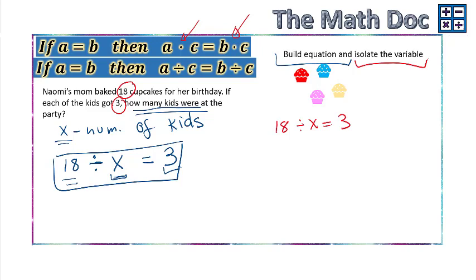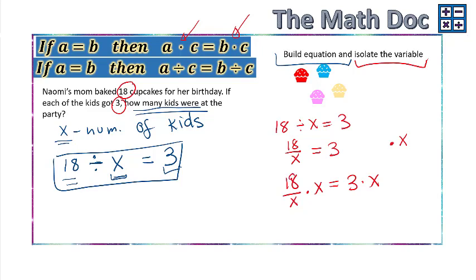So let's write it. We can write it also in this way. 18 divided by x as a fraction equals 3. In both cases, what do we have to do? It looks like we would like to multiply by x, right? So let's multiply both sides of this equation by x. We have 18 over x times x equals 3 times x.